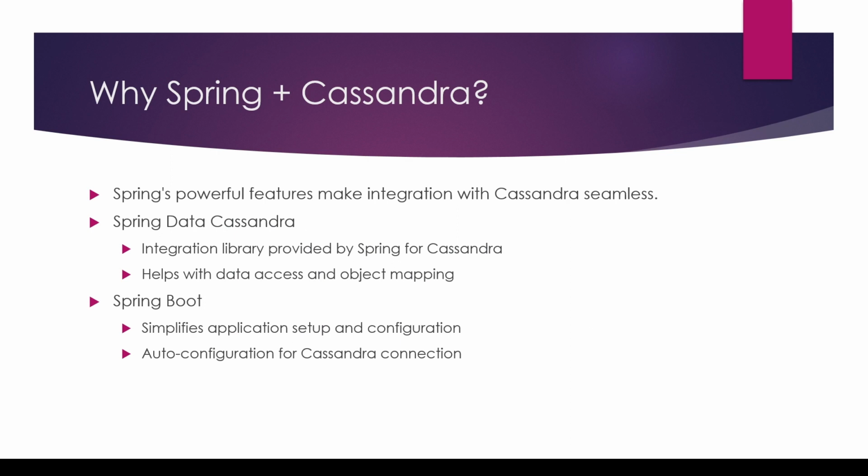Moving on. Let's talk about why Spring and Cassandra. If you are working with Cassandra as a database and it is a Java application, then you can leverage the powerful features of Spring to integrate with Cassandra. Spring provides Spring Data Project, and under this project we have Spring Data Cassandra, which provides the integration libraries for Cassandra, and it also simplifies the data access and object mapping. Then on top of that, we can use Spring Boot, which even further simplifies the application setup and configuration. And depending on the configuration provided, it can also auto-configure the project for Cassandra.